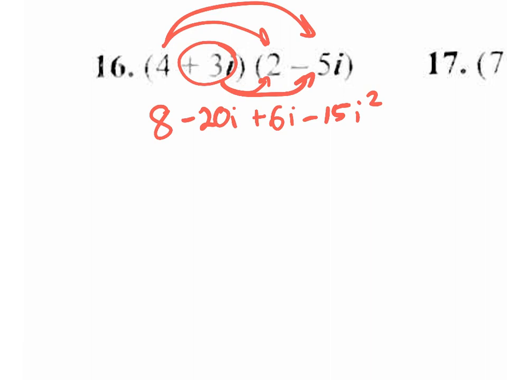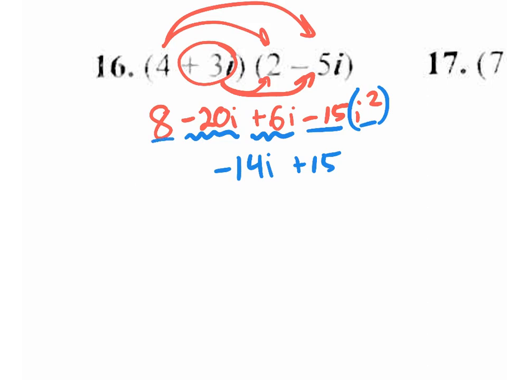Now, after you distribute, you usually combine like terms and rewrite your i squared into a negative 1, right? So let's combine the negative 20i with the positive 6i, negative 14i, and let's change that i squared to a negative 1. So think about it. We have a negative 15 times negative 1. That's positive 15. And the 8 out here in the front, just bring it down.